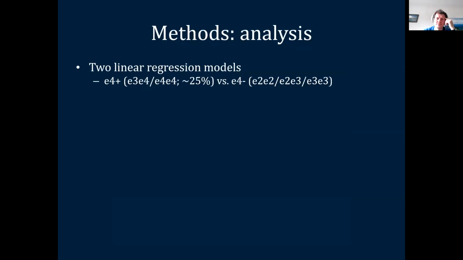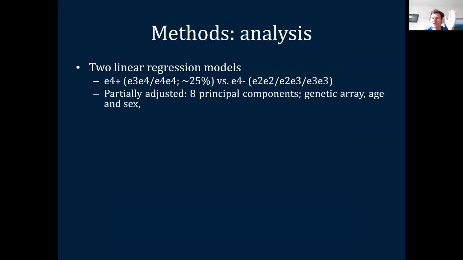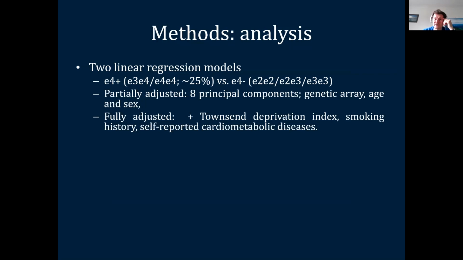So we collated people who had one or two copies of the ApoE4 genotype, so that's E3/E4, versus people who didn't have an ApoE4 allele. We take out people who have E2/E4 because they have a mixture of protective and risk alleles. So we controlled for principal components, which are a measure of stratification, the genetic array that people were tested on, age and sex, deprivation, smoking history, and self-reported cardiometabolic conditions like heart disease, diabetes, and hypertension.